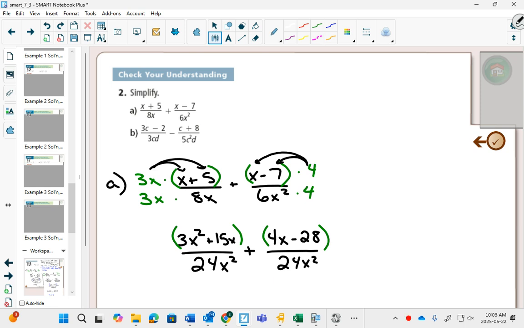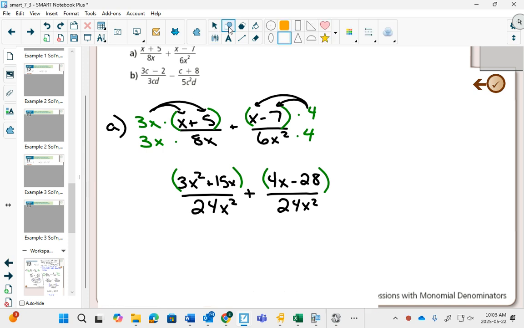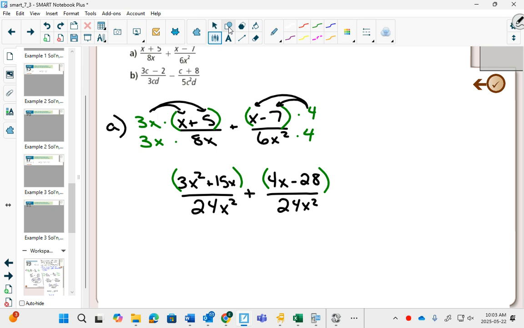If you were thinking about simplifying the x squared, you cannot, because that on top gets connected as one big thing. So how do we add fractions once we have that common denominator? Once we have that common denominator, all going to be over 24x squared. And do I have any like terms? I do. I'm going to have 3x squared. The 15x plus the 4x will be plus 19x minus 28.